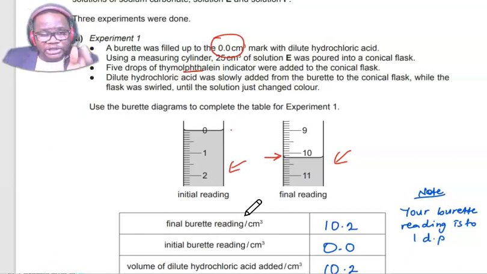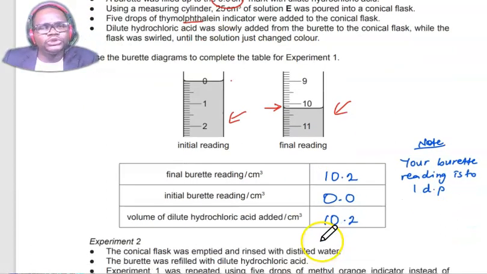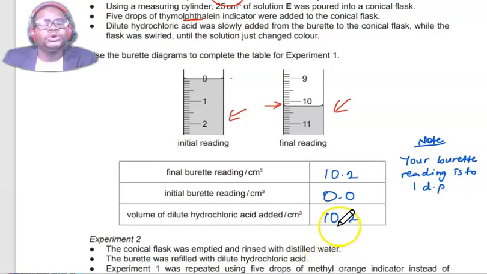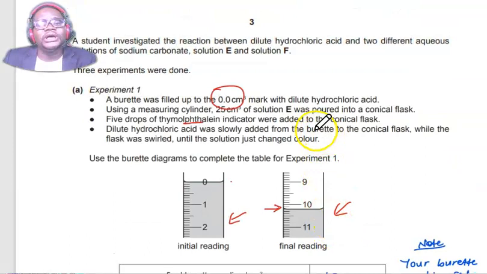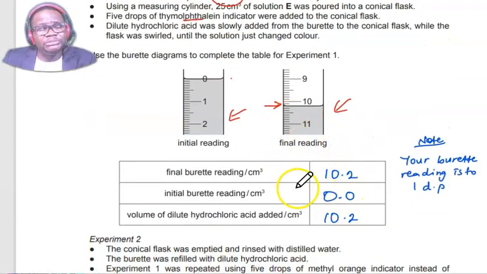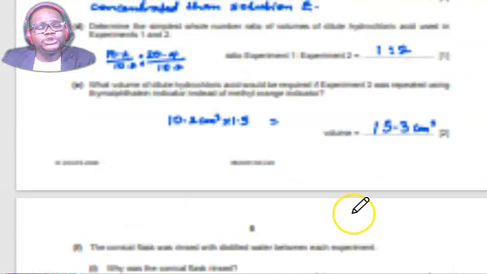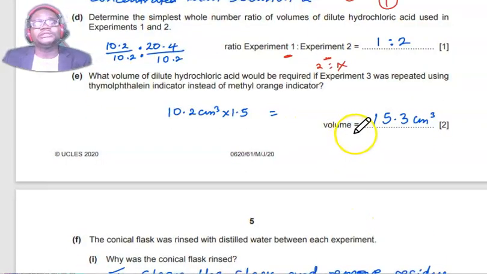So the same thing here, if we keep the indicator constant and change the type of solution used, we are also going to be introducing a factor of 1.5 into this particular volume. So if in experiment 1, 10.2 was used when solution E was used, now if we repeat this experiment using solution F, what do we expect the volume to be? It's just multiplying your 10.2 by 1.5, and you're going to be getting 15.3.